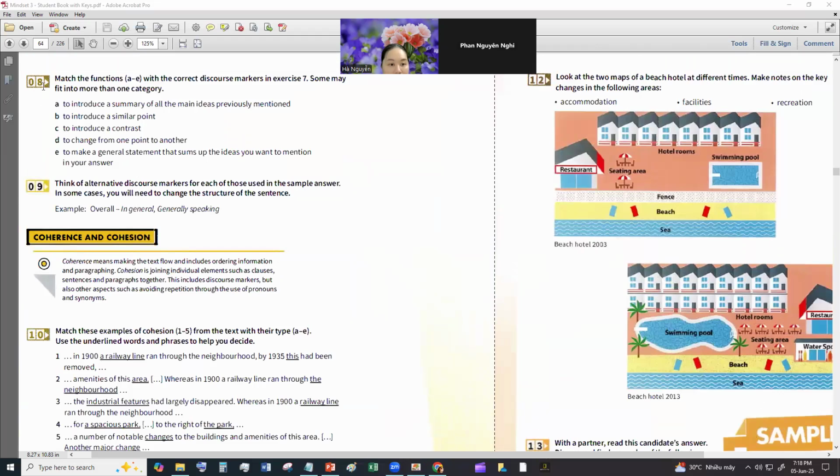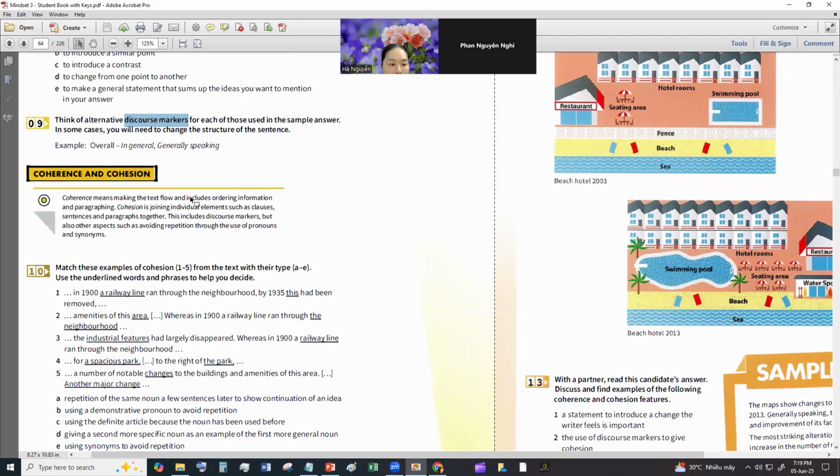So exercise 8 and 9 is for you to do at home. You will match the function A, B, C, D, E with the discourse markers in exercise 7 that we just did. And you add some more alternative discourse markers for each category. You can use ChatGPT for this, or you can use your own knowledge. So 8 and 9 is part of your homework. Number 8, once again, is to match the discourse markers with the function. And number 9 is to add more discourse markers to each group.